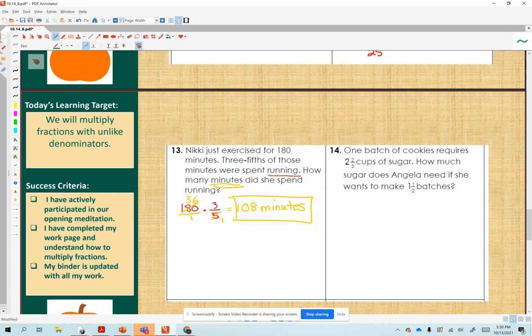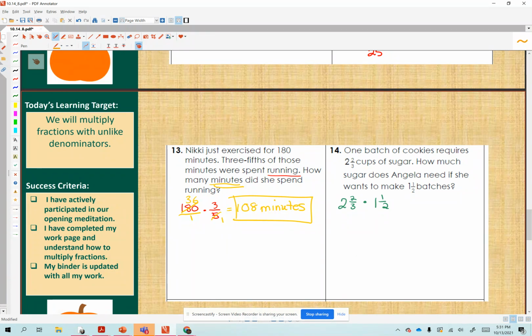Number 14, one batch of cookies requires 2 2/3 cups of sugar. How much sugar does Angela need if she wants to make 1½ batches? So we need to multiply 2 2/3 times 1 1/2, and let's convert these to improper fractions first.